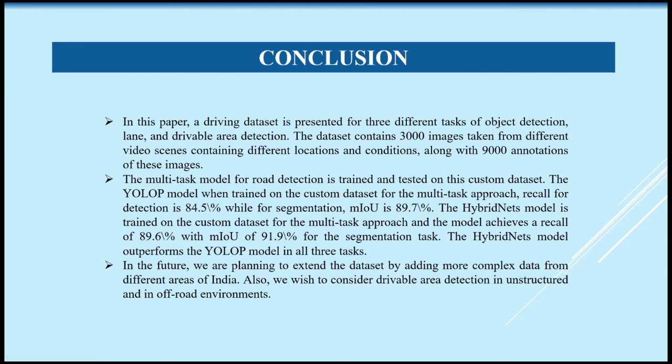So the YOLOP model has the recall and detection accuracy of 84.5 for the object detection task, while for area segmentation and lane detection we have 89.7%, while the HybridNet model has better detection accuracy as well as segmentation performance, at 89.6% and 91.9% respectively. Therefore, we have concluded that the HybridNet model outperforms the YOLOP model in all the 3 tasks. In future, we are planning to extend the dataset by adding more complex data from different parts of India. These are the references.